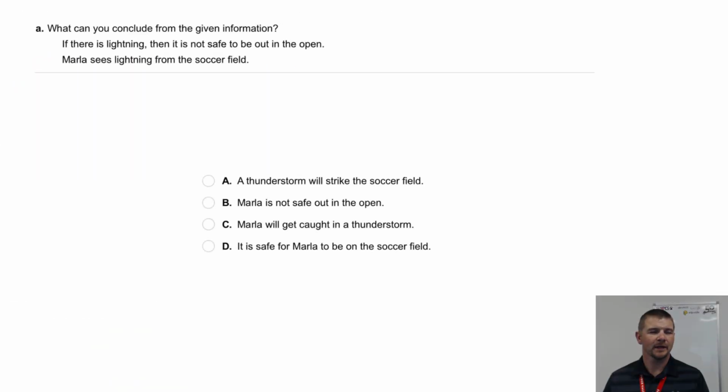Your turn, Part A. What can you conclude from the given information? If there is lightning, then it is not safe to be out in the open. Marla sees lightning from the soccer field.